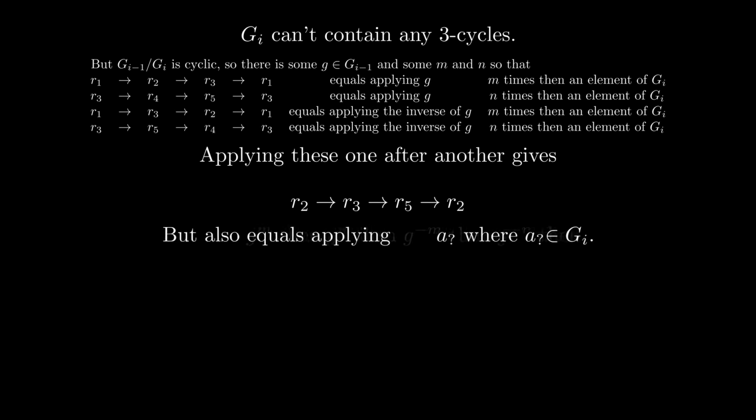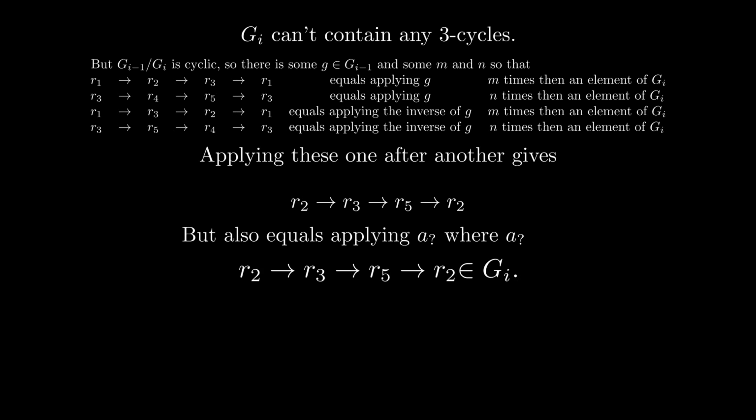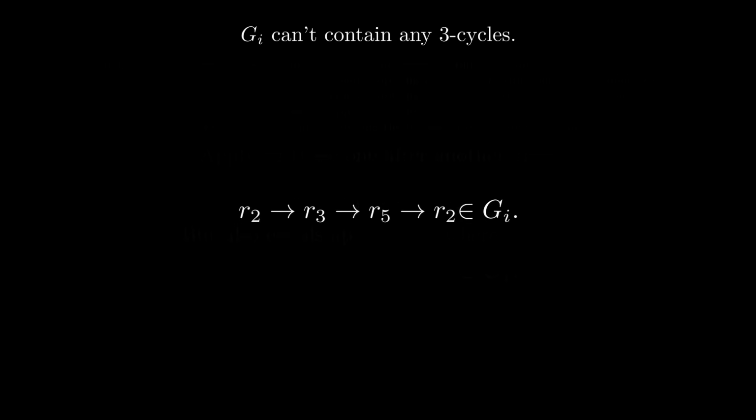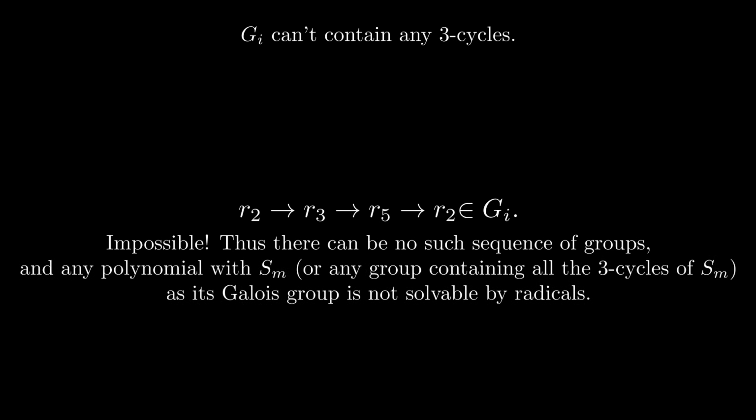And then the powers of g collapse, and we get that this 3-cycle was equal to A question mark all along, which is in gi, the group that can't have any 3-cycles. So this contradiction proves that there can't be any such reduction of Sm down to the identity by subgroups that are normal with cyclic quotient. And we care about this because any generic polynomial with Sm as its Galois group can't be solved with radicals, square roots, and cube roots.